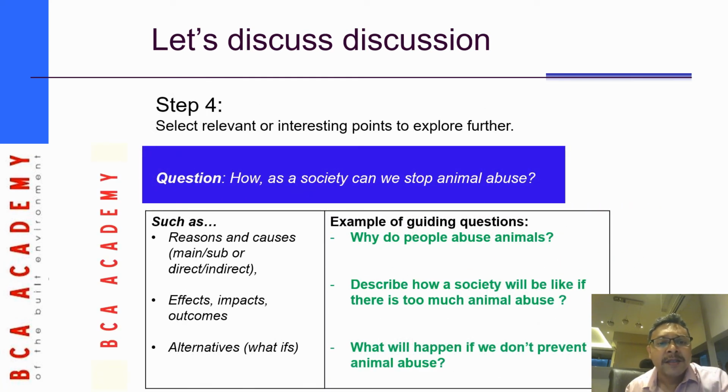Step 4. This is where you come up with points to make the topic more interesting. Go deeper into the topic. Ask yourself reasons. Why do people abuse animals? Come up with some answers. Research for some answers. What are some of the impacts? How will a society be if there is too much animal abuse? What kind of society do you think we will have? Look for alternative points. What will happen if we don't prevent animal abuse? Come up with all these answers.